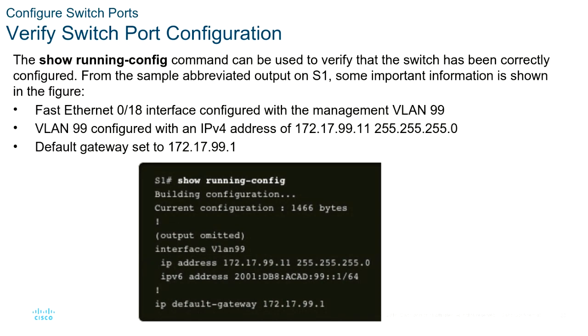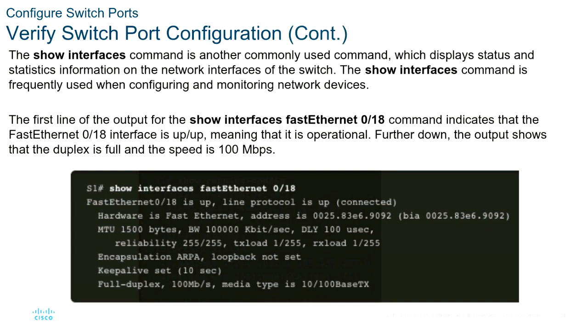So this shows us, for example, that the fast Ethernet port is set to 172.17.99.11, has a default gateway set, and we can see some information about that particular interface. So show interfaces shows us that the particular port 18 is up and up.